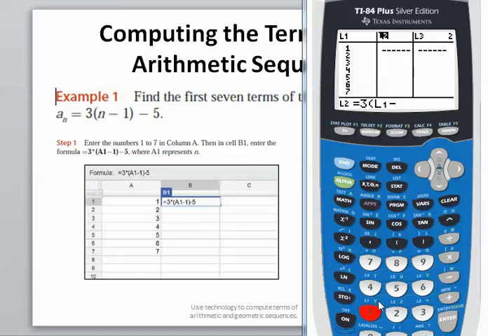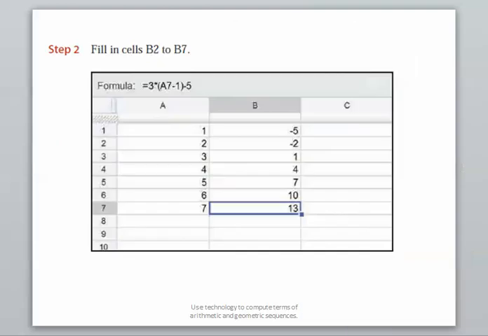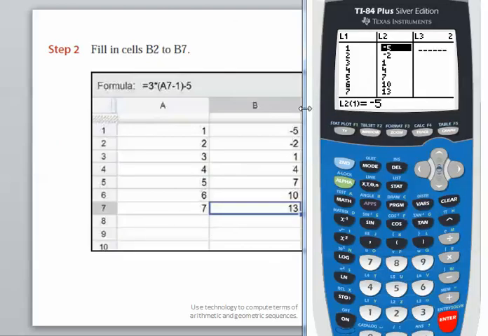Minus 1, because I want to use 1 less than what's in L1, minus a total of 5, because that's what we're doing. We're multiplying times 3 and subtracting 5. And when I press enter, it fills in every one of those values for me. That quickly. Now, I want to show you over here in their spreadsheet, they do the same thing, and it fills in those values. Now, let's compare values here: negative 2, 1, 4, 7, 10, and 13. It found the values. Okay?